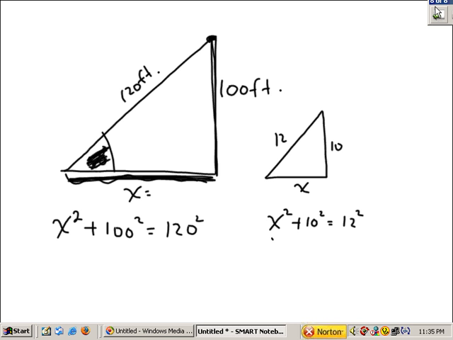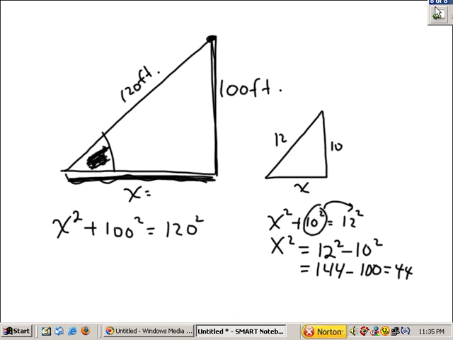Okay, so bringing the 10 squared to the other side, x squared is 12 squared minus 10 squared. It's 144 minus 100. It's 44. So then x is the square root of 44. So your x will be 10 times that. It will be 10 times the square root of 44. I'm dealing with much smaller numbers. You don't like that? Fine.